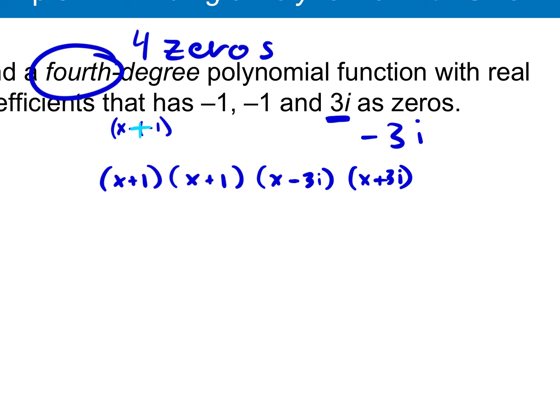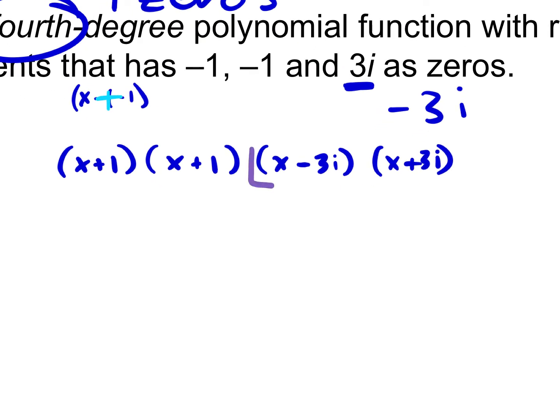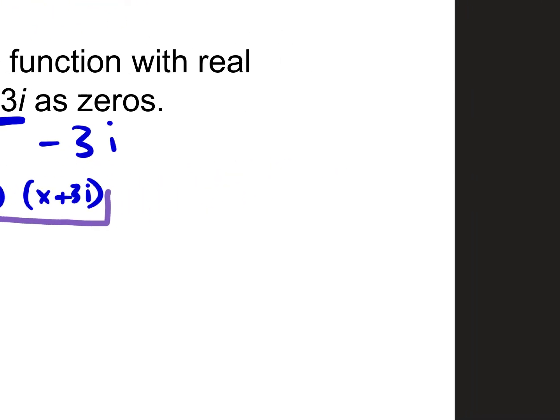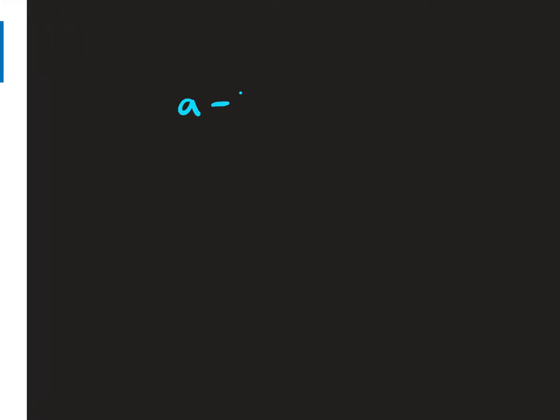Now, how can I find my polynomial function? I have to FOIL it out. So I always want to start with any complex pairs that I have. The conjugates. Because I have a shortcut to multiply conjugates together. So I'm going to do it on the side just because there's kind of 2 different ways that we could do this. If I had something like a minus bi times a plus bi.